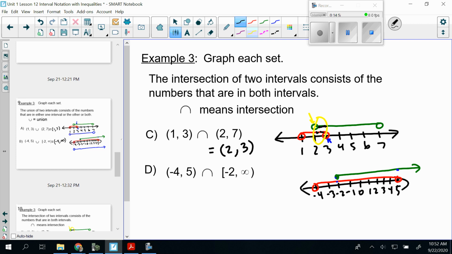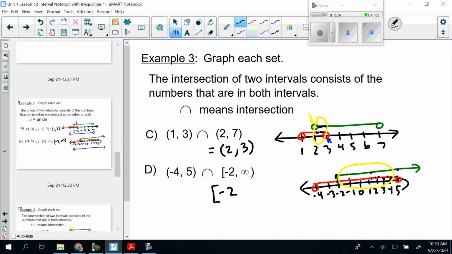On the second graph, where's our overlap happening on this one? Looks like the overlap's happening in here. So for our intersection, we have -2 looking like the first point. Now both sets include that, so we can include -2 because both sets have it. All the numbers in between here are good.